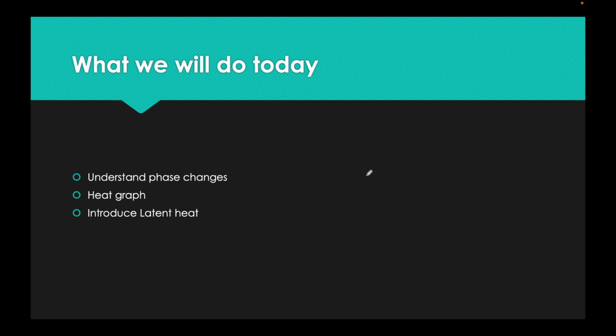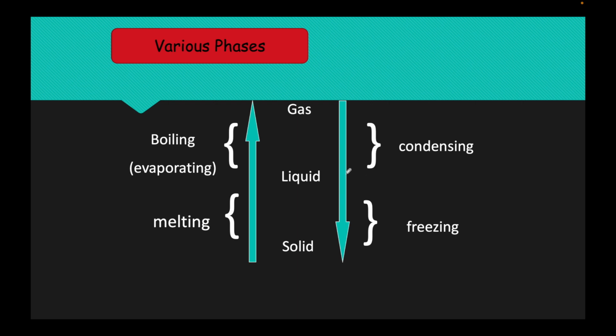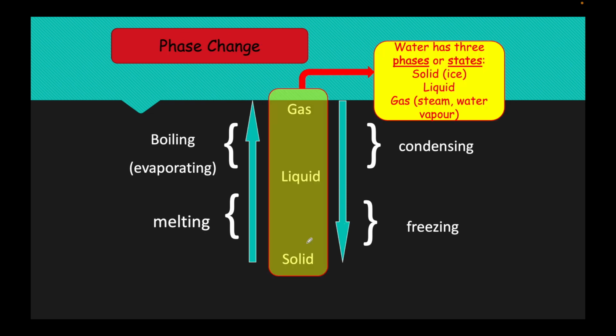In this video, we're going to discuss phase changes and understand a heat graph, and we'll introduce latent heat. There's a little formula for it as well. So, phase changes. Basically, it's when a solid can turn into a liquid, which will turn into a gas. Of course, if a solid melts, it becomes a liquid, and if it boils or evaporates, it will become a gas. That gas can condense to become a liquid, and then freeze to become a solid.